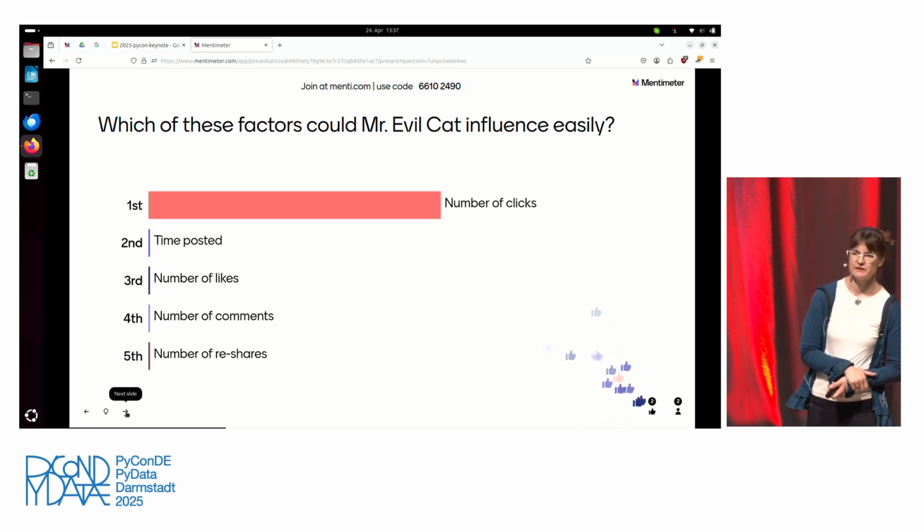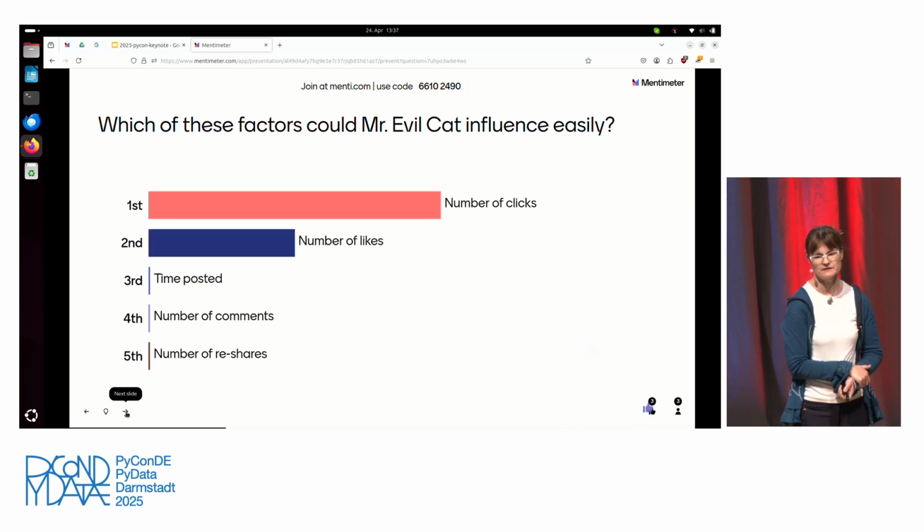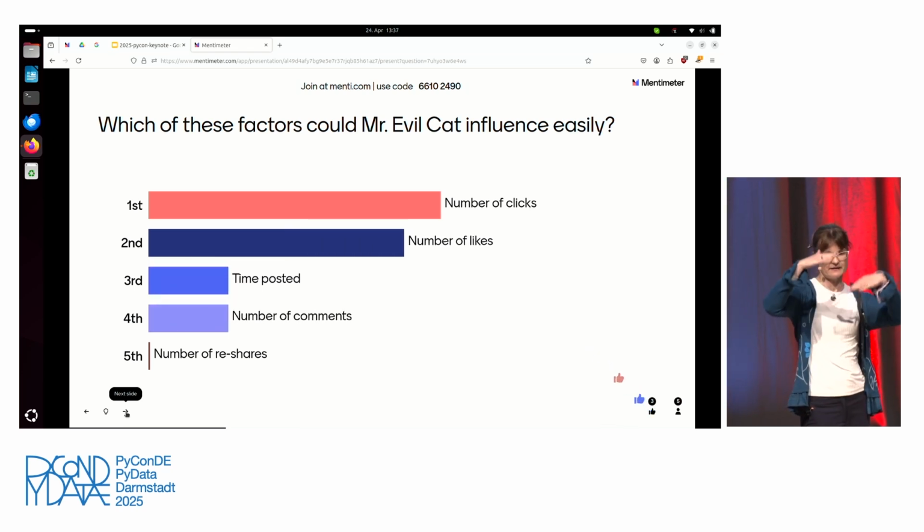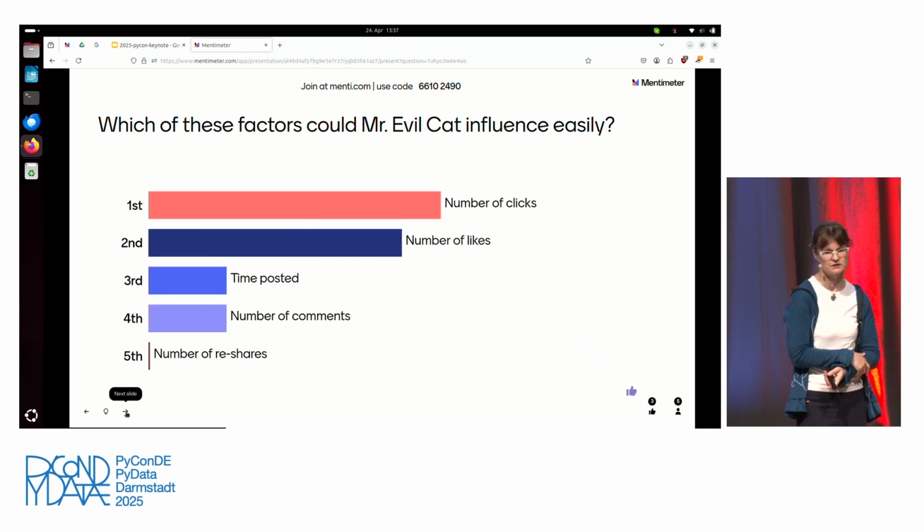Which factors do you think Mr. Evil Cat would find easiest to influence? You can just rank them. What is easiest, what is second, what is third?